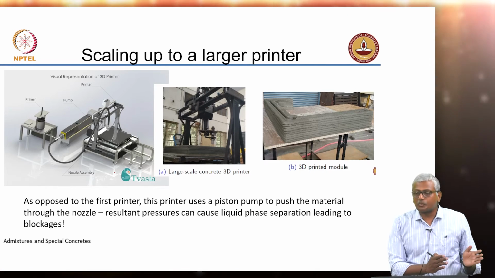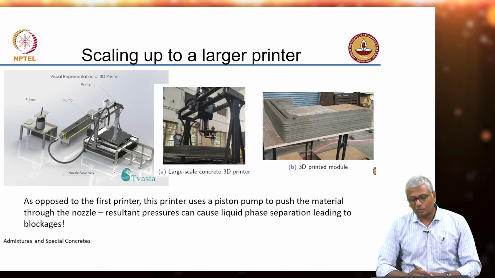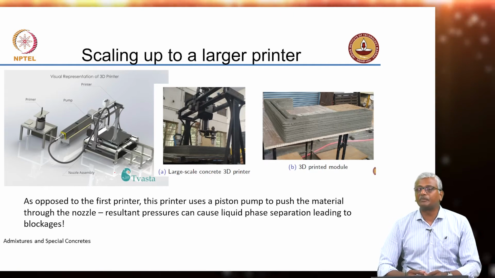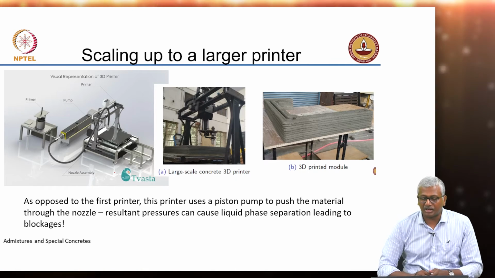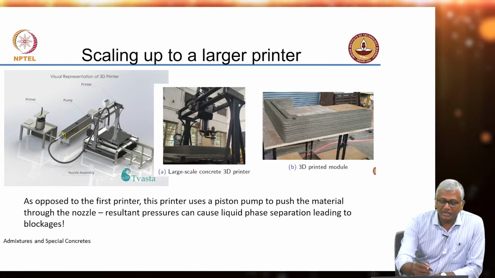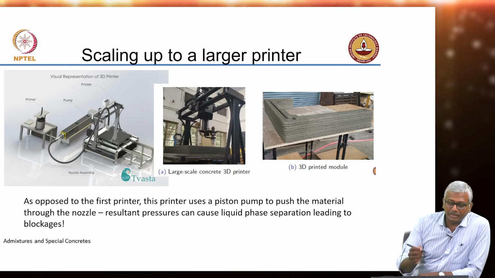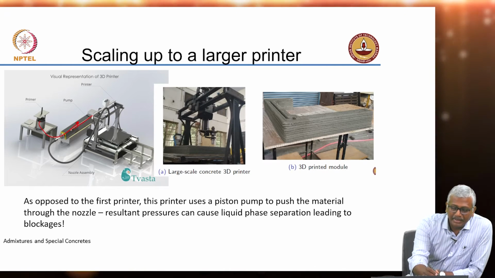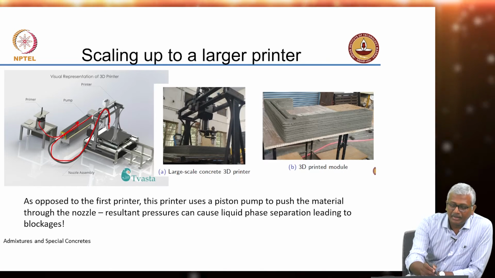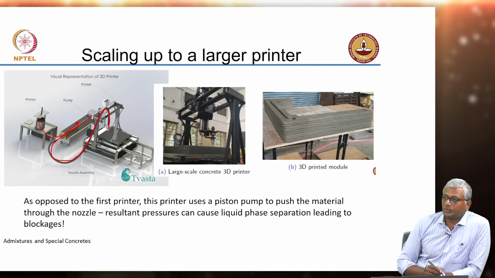So, from that small printer that I showed you, we scaled up to a larger printer which was capable of printing up to about half meter height specimens. We could print up to about half meter height. This printer had a slightly different way of working. Here, the concrete was pushed from a primer into a pump, and then the pump pushed the concrete out through a hose to the nozzle, and the nozzle ended up doing the print.